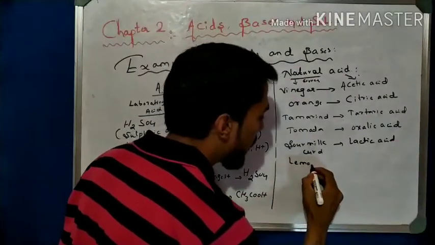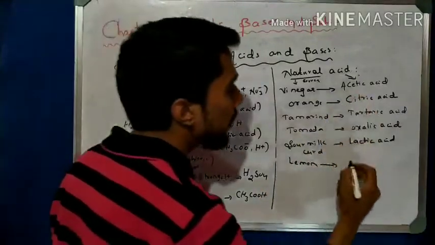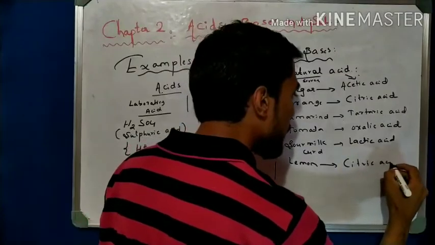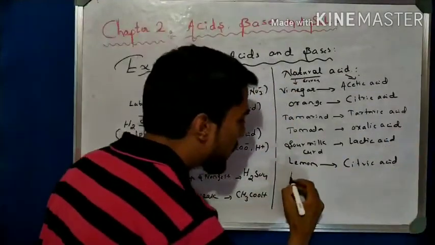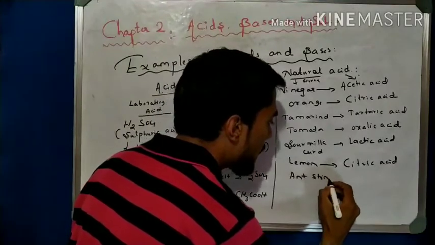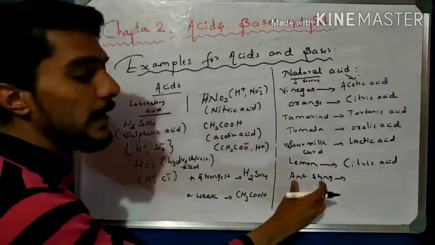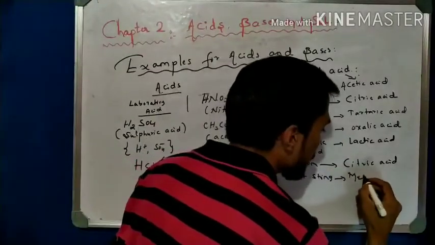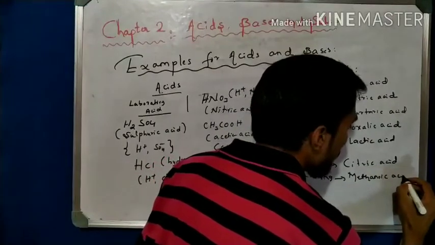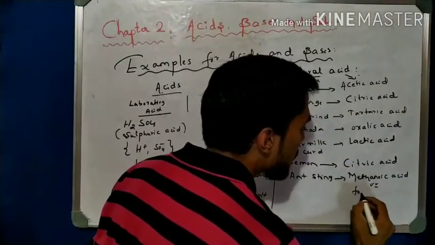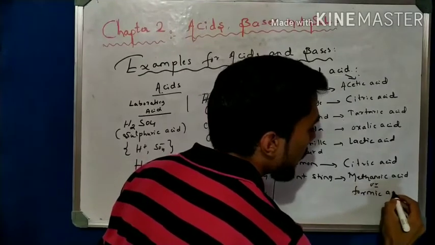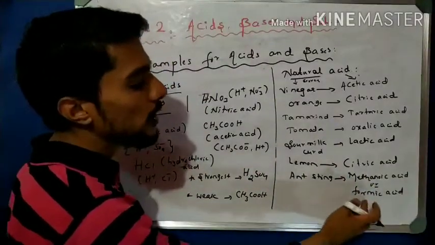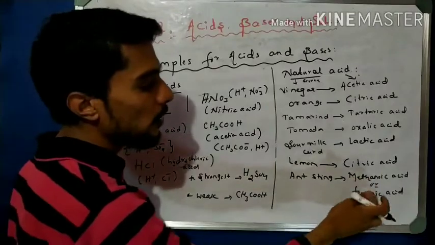Next is lemon. Lemon has the same acid as orange, that is citric acid. Another one is ant sting. Very important in the examination, they ask which acid is present in the ant sting. It is methanoic acid, also called formic acid. Both are same, but NCERT gives methanoic acid, and in competitive exams it is formic acid.